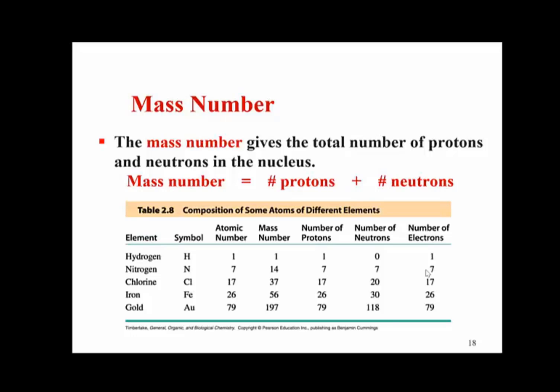What if I say hydrogen 2? This is hydrogen as well. It's just a different atom of hydrogen. How many protons? Yes. So 1 proton. How many neutrons? 1 neutron. How many electrons? 1 electron.